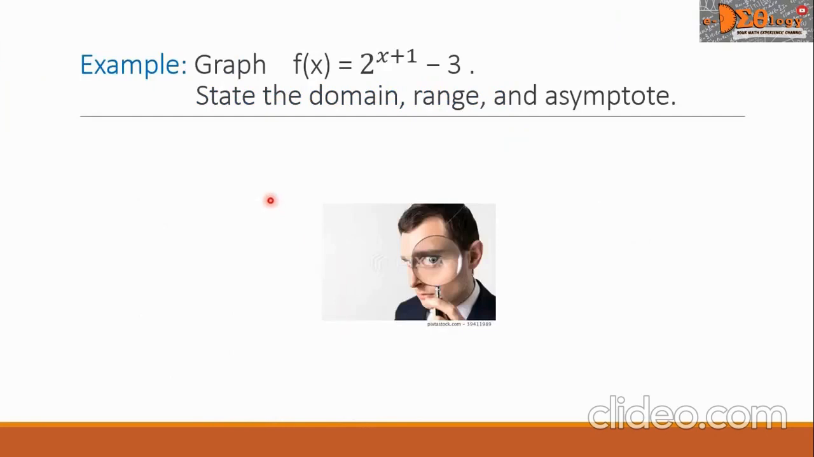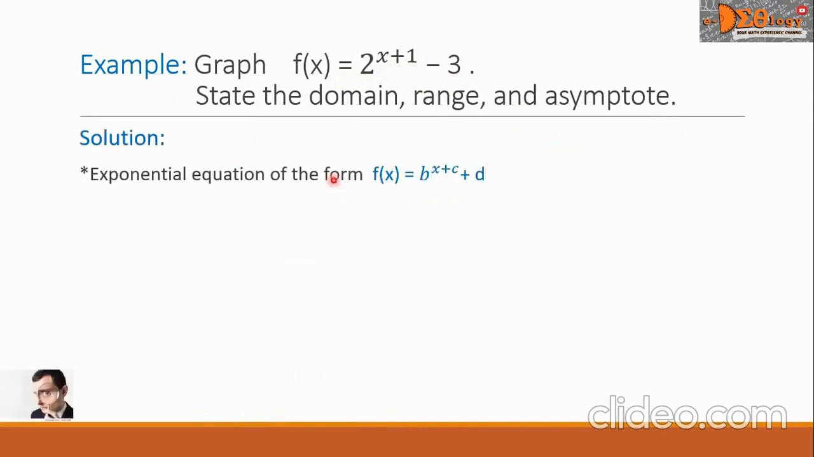Let us see this example. Graph f of x equals 2 raised to the power x plus 1, then minus 3. State the domain, range, and asymptote. Our problem here is an exponential equation of the form f of x equals b raised to the power x plus c, then plus d. And we can see that b is equal to 2, c equals 1, and d equals negative 3.